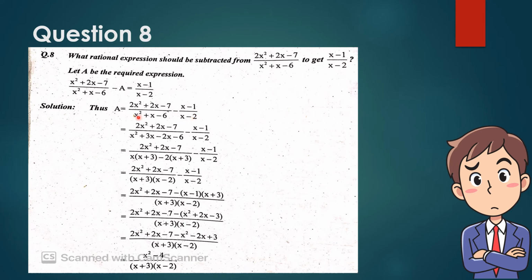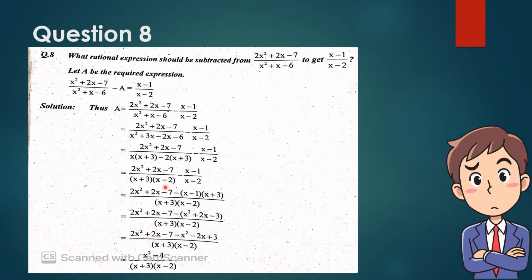Now in the first fraction you have x square plus x minus 6 in the denominator. You will simply use the midterm method here. So you have x square plus 3x minus 2x minus 6, and we have (x minus 1) divided by (x minus 2). Now we will make the factors. X is common, x plus 3 minus 2 into x plus 3. You will be left with x plus 3 and x minus 2.